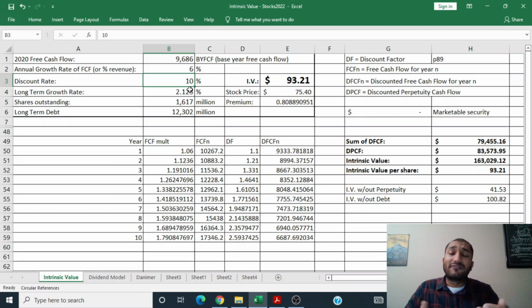If you want to double your investment even faster, then you would have to increase your discount rate, which would bring down your intrinsic value.